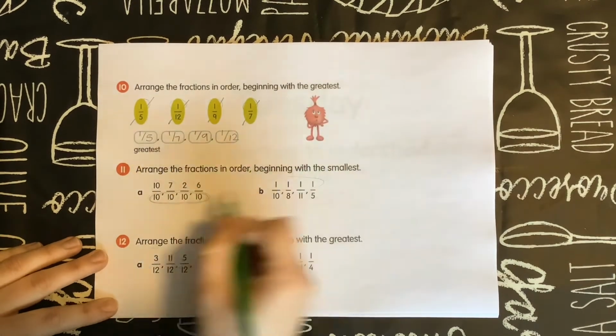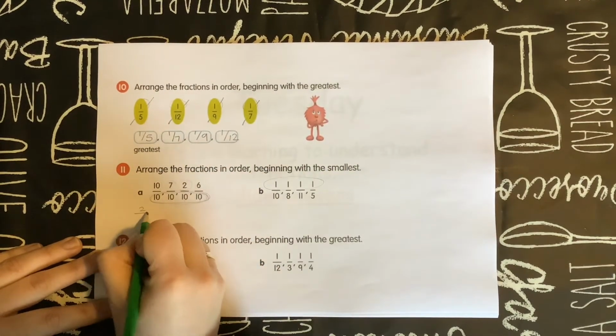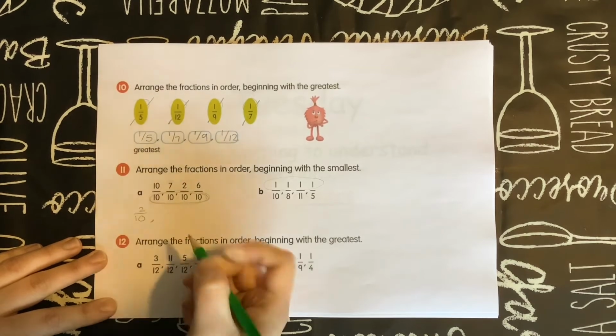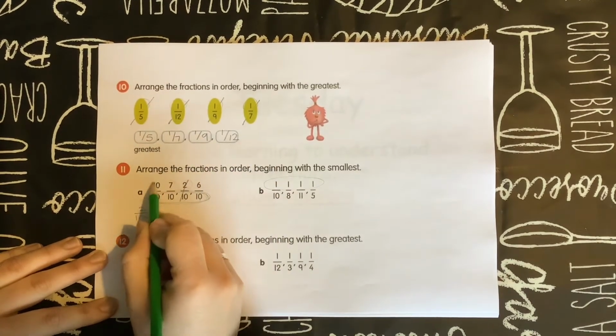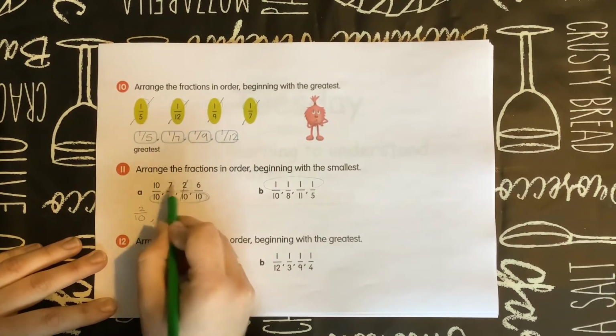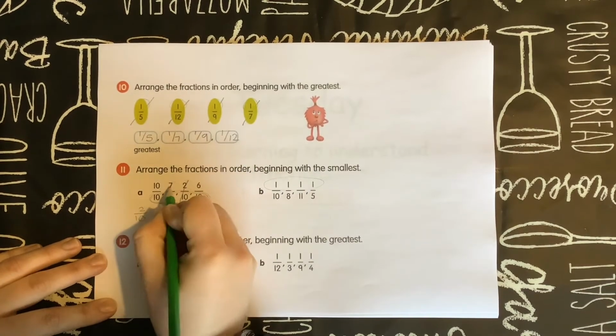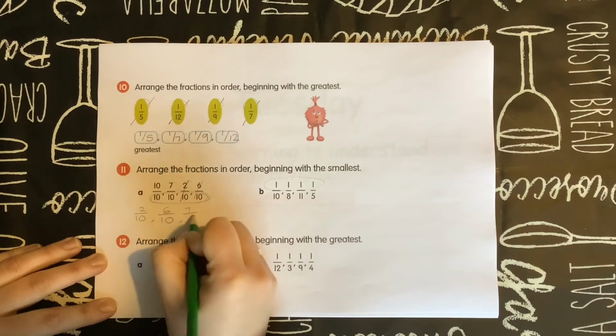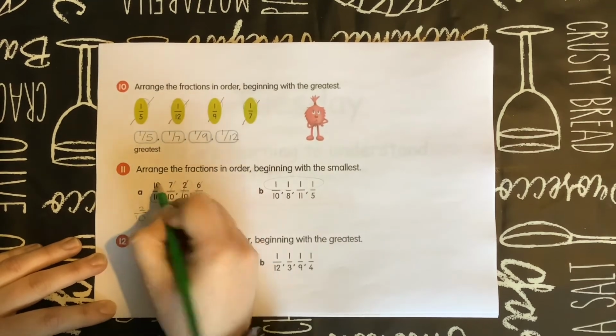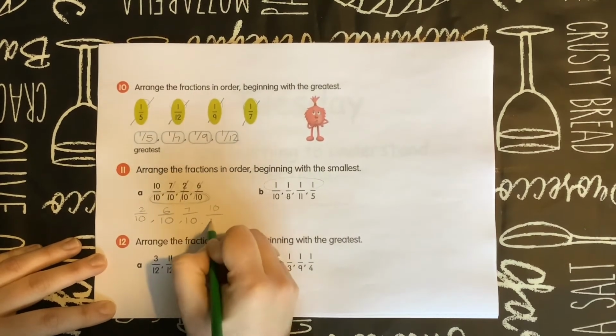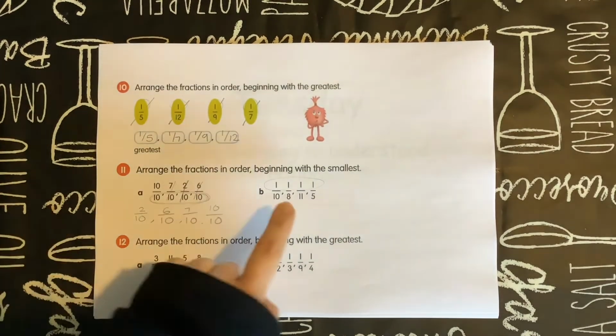Which one's the smallest? Well, I only get 2 out of 10 slices, so that one's the smallest. Then 10 slices, that's more than 7. 7, that's more than 6, so 6 is next. So then it's 6/10. Then 7/10. And lastly, the greatest one is 10/10 because that's one whole, that's the whole thing.